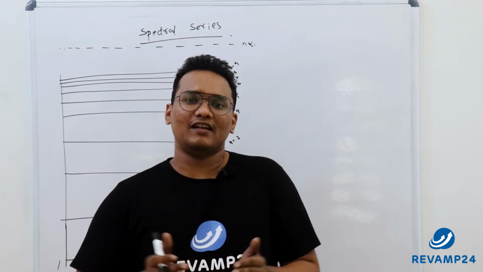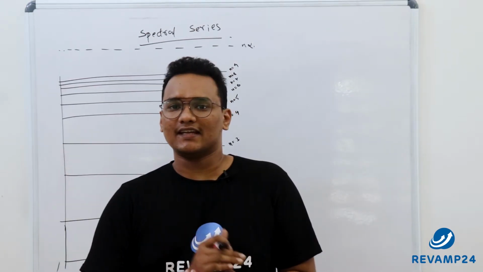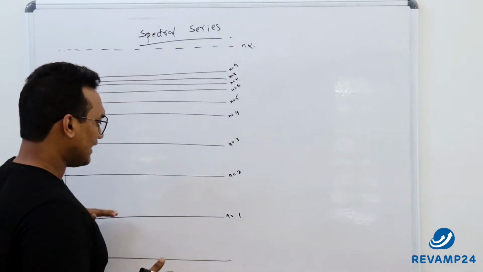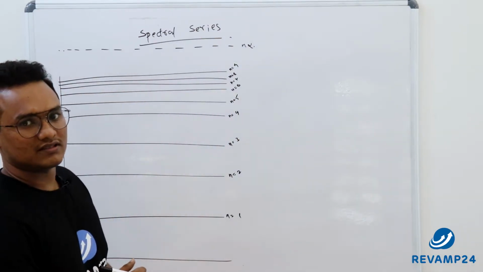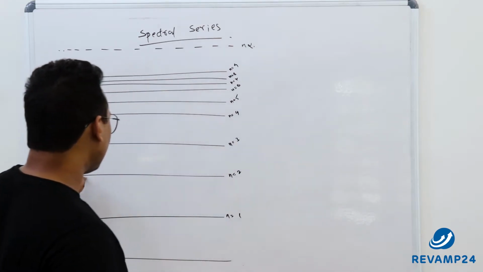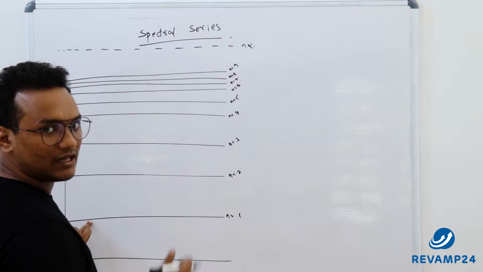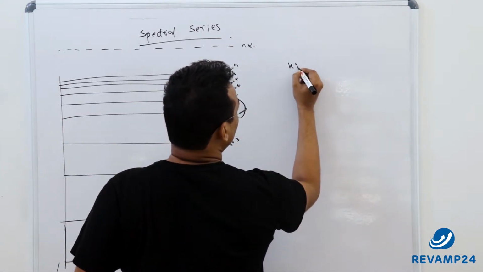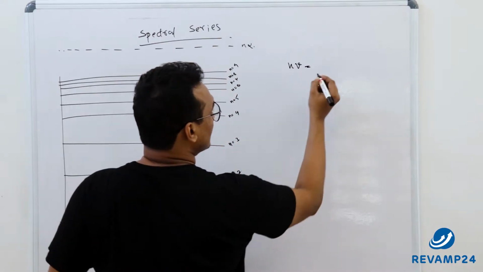In this video, I will explain the series associated with de-excitation, that is, coming from an excited state to the ground state. We know that when an electron goes from a higher energy level to a lower energy level, a photon is emitted. And what is the energy of the photon? h nu, that is equal to the change in energy.